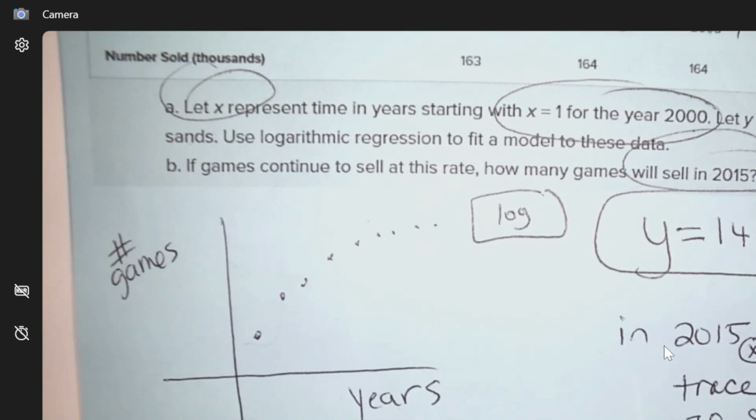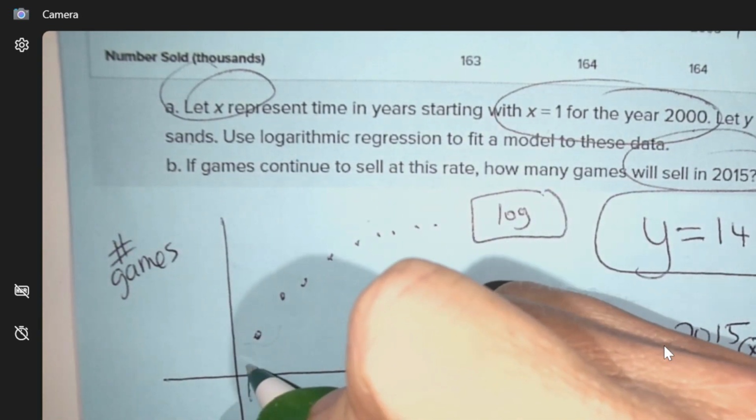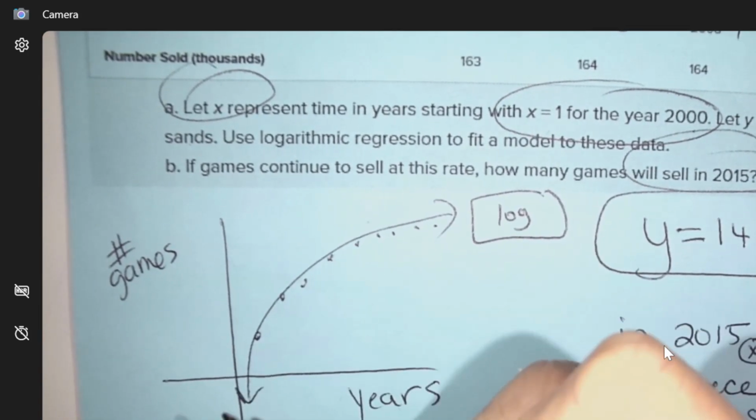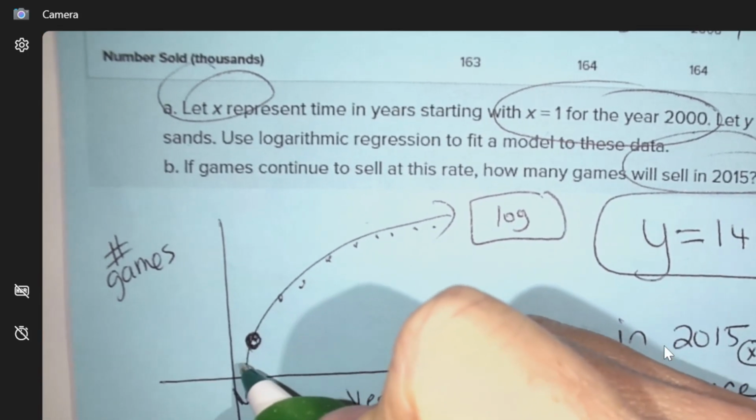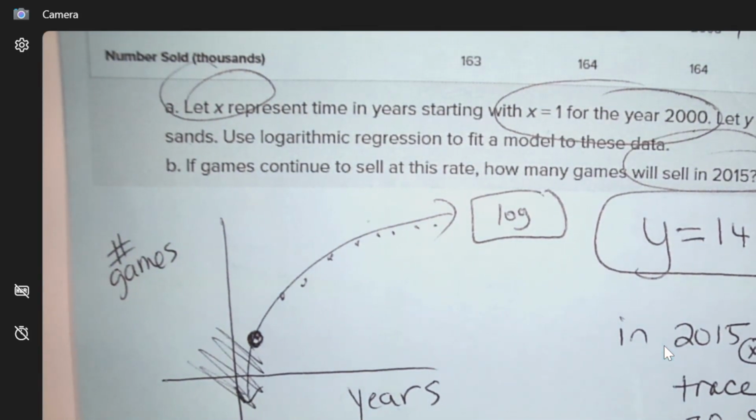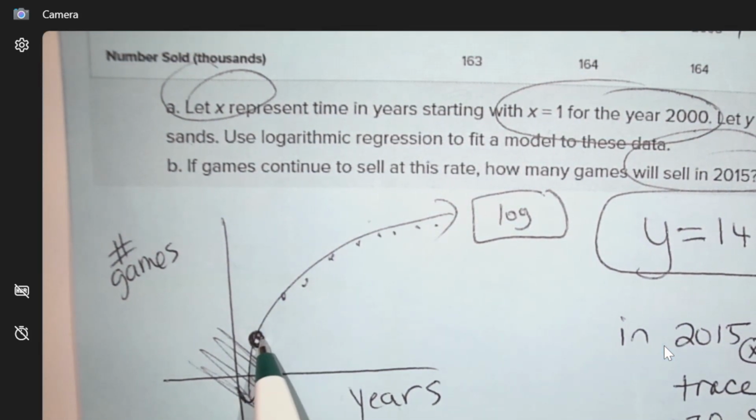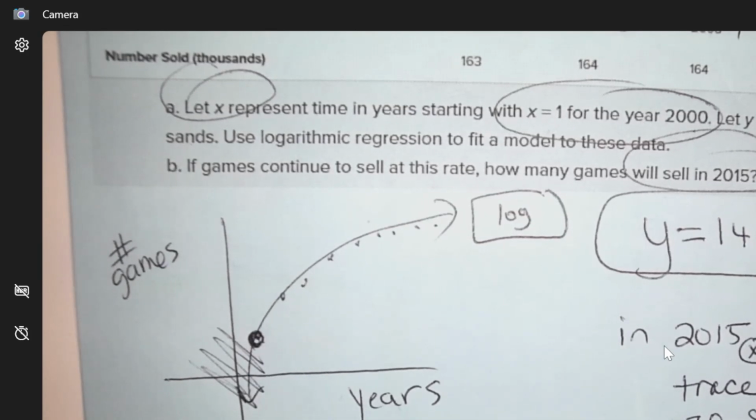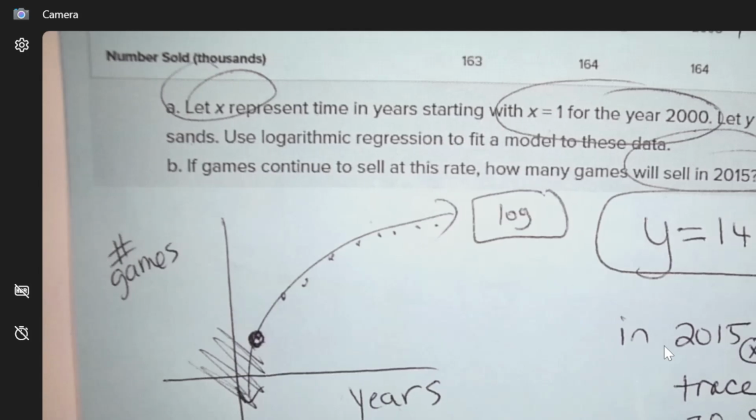And then the range, well, what's the lowest amount of games sold? So like if I drew this out, it'd be like that, but we're saying we're not taking that part of the graph. So we will only start there at 142 and beyond.